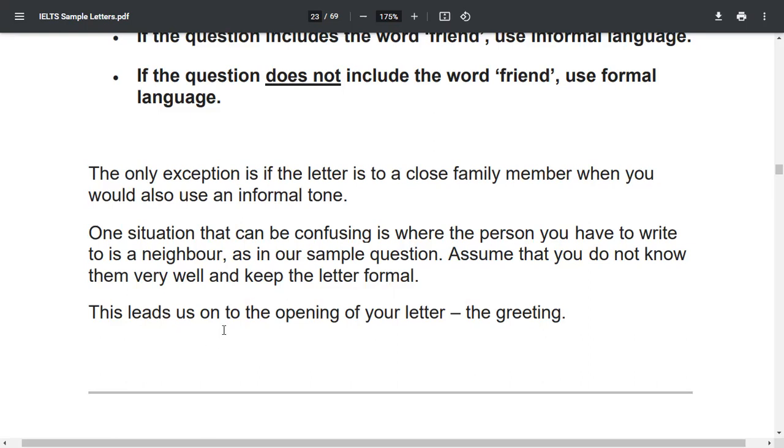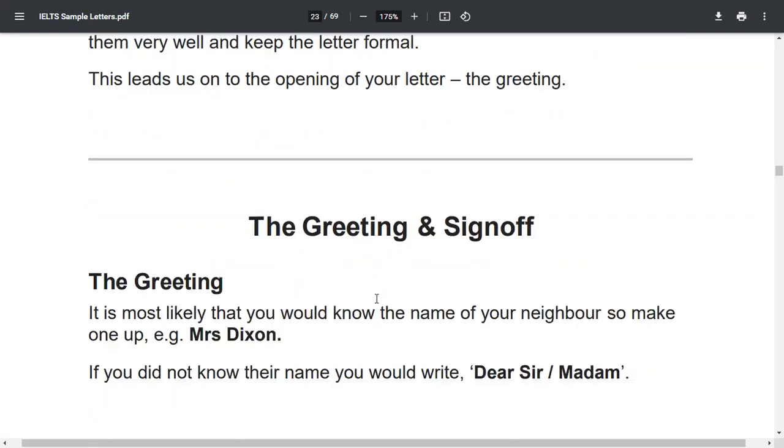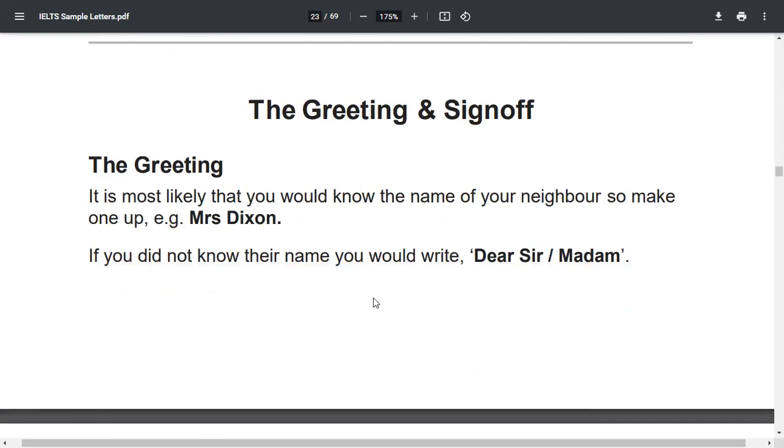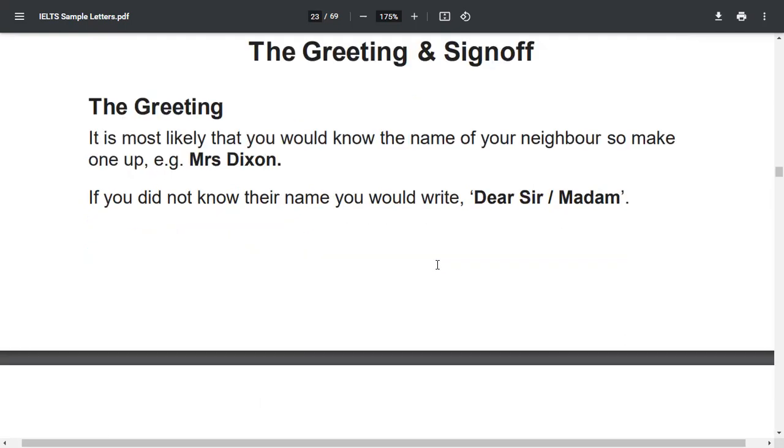So this leads us on to the opening of your letter, which is the greeting. First of all, we need to think about the greeting, which is the start of the letter. It's most likely that you would know the name of your neighbor. So make one up, for example, Mrs. Dixon. That's the family name, okay? If you did not know the name, you would write Dear Sir or Madam. But because you are writing to a neighbor, presumably you know the name, okay? So you can just make it up, Dear Mrs. Dixon or Dear Mr. Dixon, whatever you want, or Dear Sir or Madam, okay?